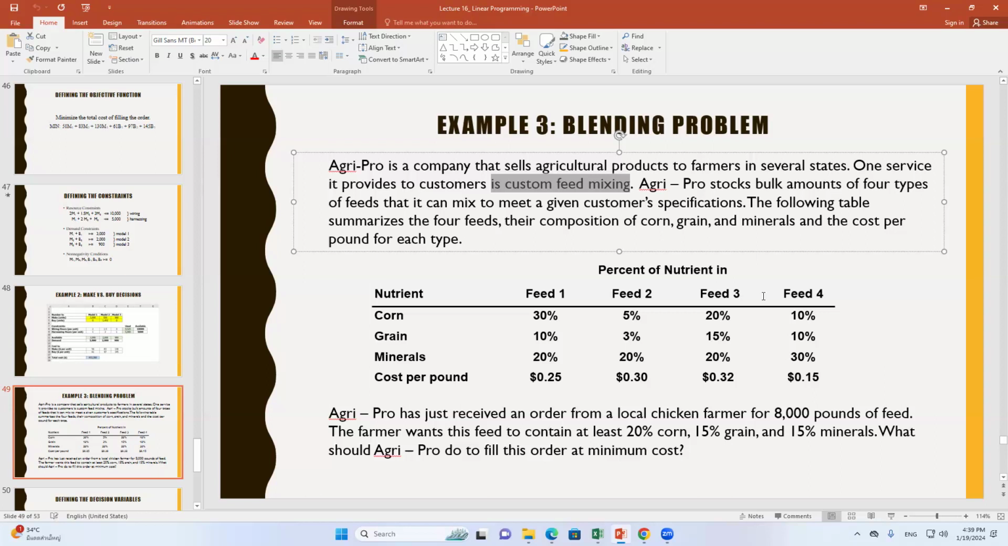Here we have some constraints. This company received an order from a local chicken farmer for 8,000 pounds of feed. The farmer wants this feed to contain at least 20% corn, 15% grain, 15% mineral. What should we do to fulfill this order at minimum cost? We would like to produce following the customer's order, and also minimize the cost of this process.